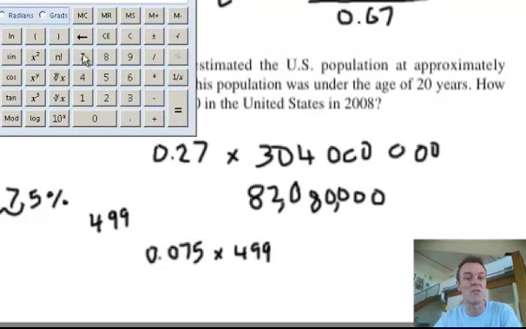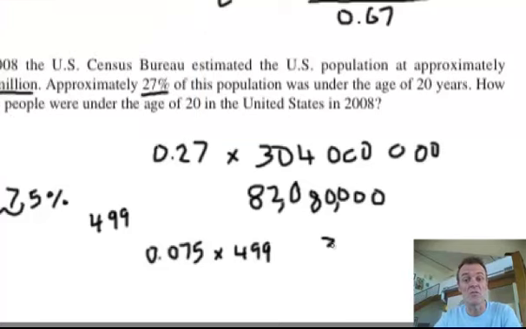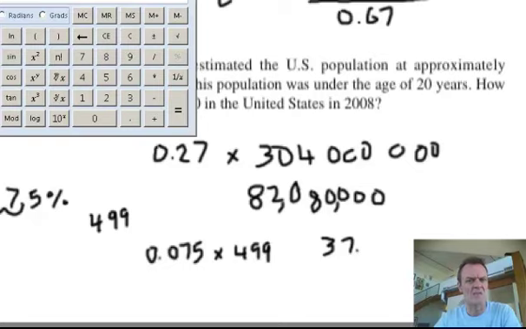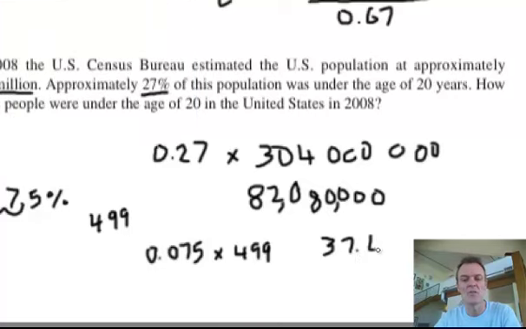Calculator, cancel. What's 0.075, that's 7.5%, times $499 equals, let's round this, $37.43. Make sure you round, it's not 42, it's 43 cents. So that would be the sales tax, and you would add that on to the $499.